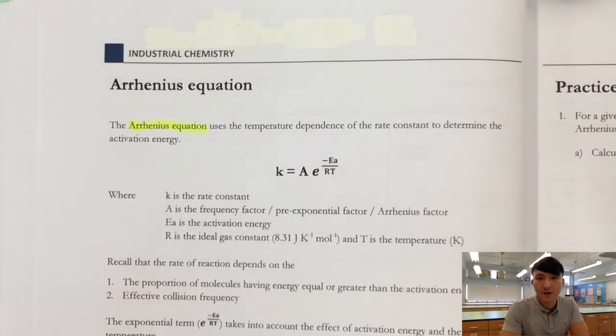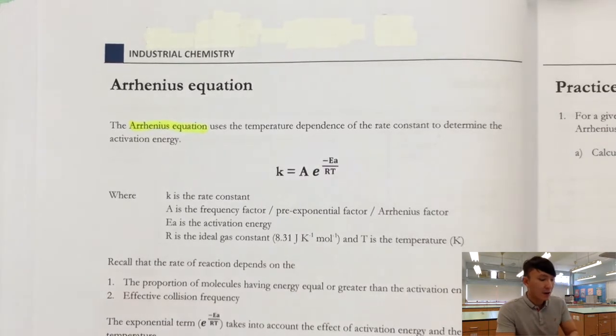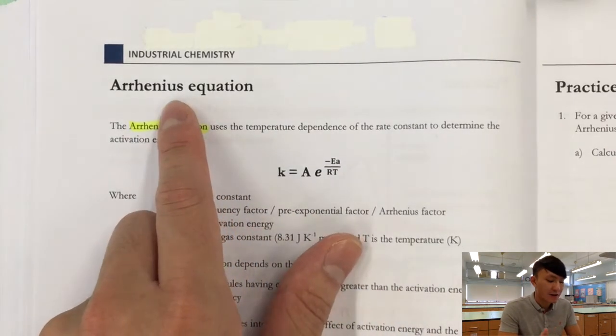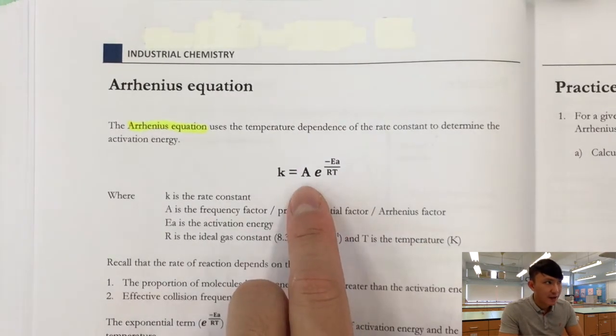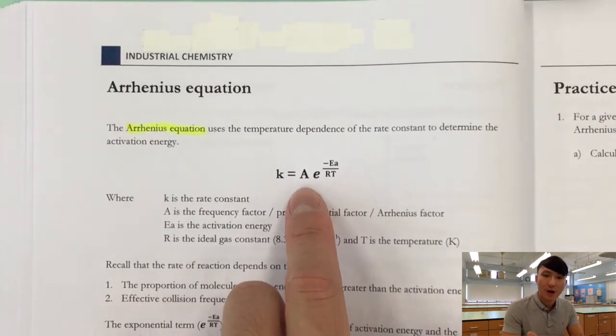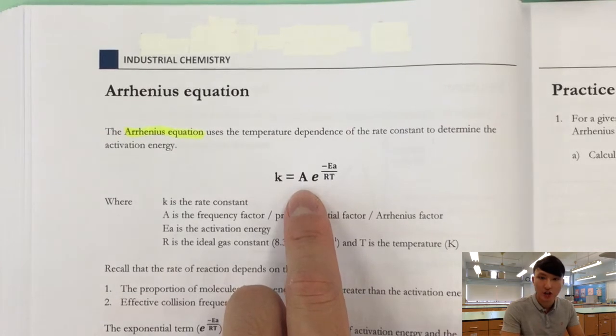Hi, in this video, I'm going to continue on industrial chemistry, and in this part, we will be focusing on the Arrhenius equation. Now, the Arrhenius equation, as shown here, is used for two purposes. One, it is used to show the relationship between the rate constant and the temperature. As you know, the rate constant is related to how fast the reaction proceeds, and you can tell temperature definitely affects the rate. And this equation is able to show you such a relationship.